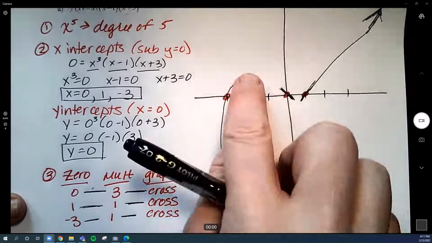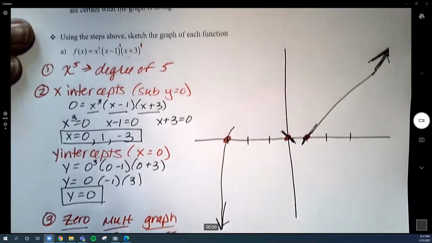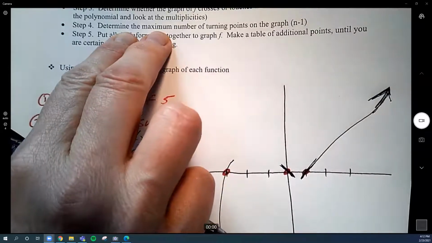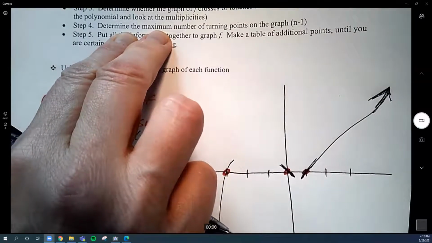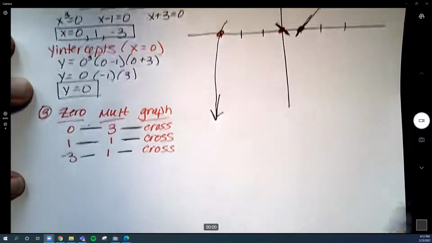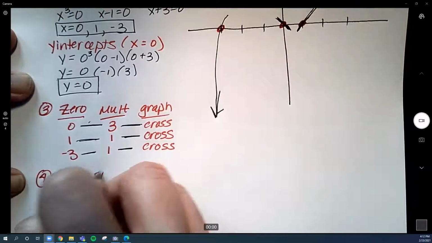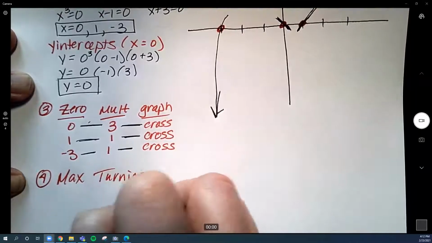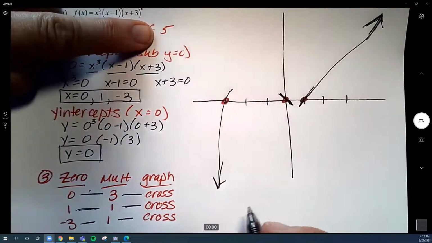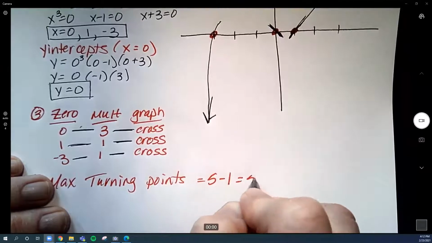So to find out what those peaks and valleys are, the best bet would be to find other points on the graph. First, let's look at determining the maximum number of turning points on the graph. For this, the maximum number of turning points is n-1. So we're going to write the maximum number of turning points is the degree. In this case, the degree is 5. So it's going to be 5 minus 1, which is 4.